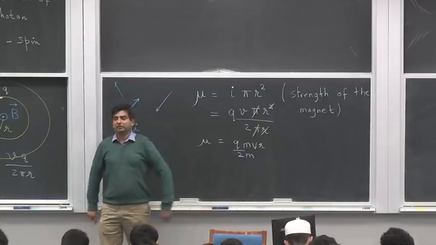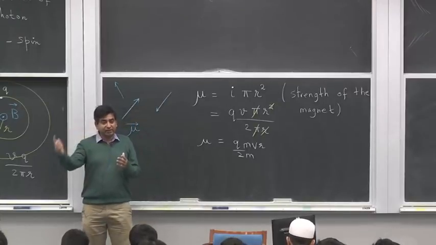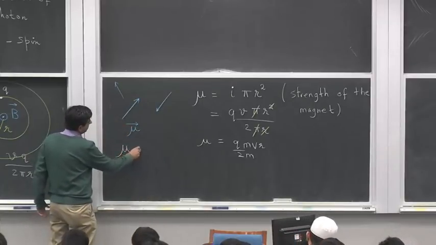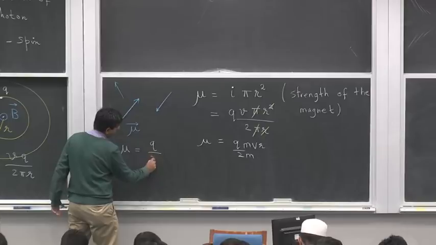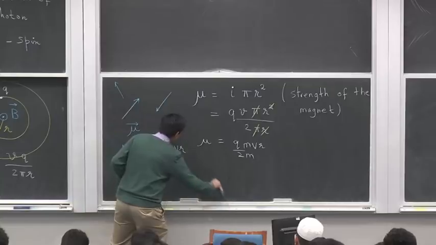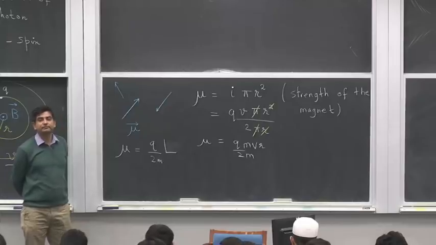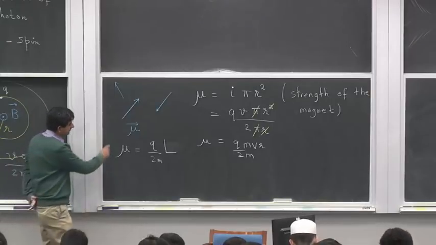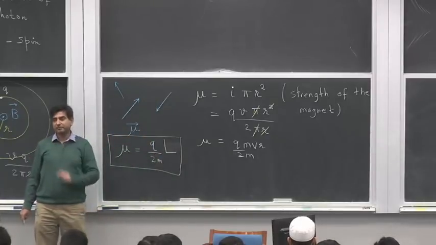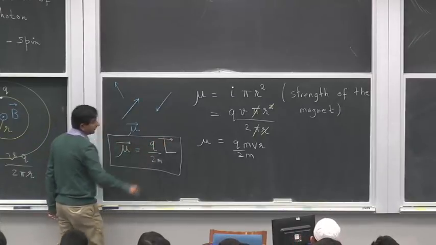Now what is mvr? This is the angular momentum of this moving, circulating charge, massive particle. So I have a relationship between the magnetic dipole moment and the angular momentum. I write L for the angular momentum. Now the angular momentum is a vector. So is mu. So I can put a vector sign on top of this, and on top of this.